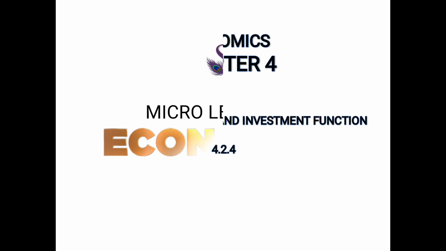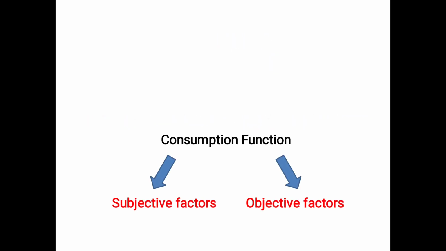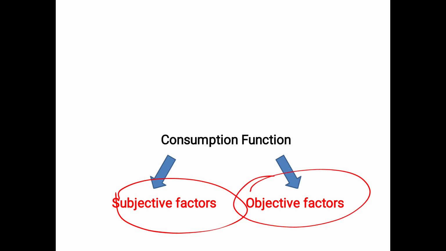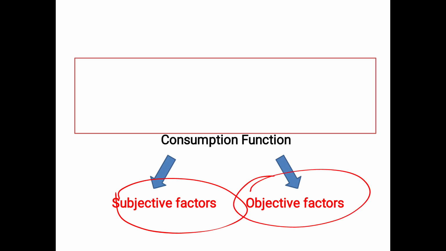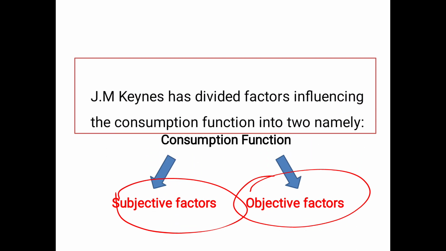The fourth chapter speaks about the consumption function and investment function. So today you are going to see 4.2.4. Under that, we are going to see that the consumption function is being divided into two: the one is the subjective factor, the other is called the objective factor. Keynes has divided the consumption function into two, the subjective factor as well as the objective factor.